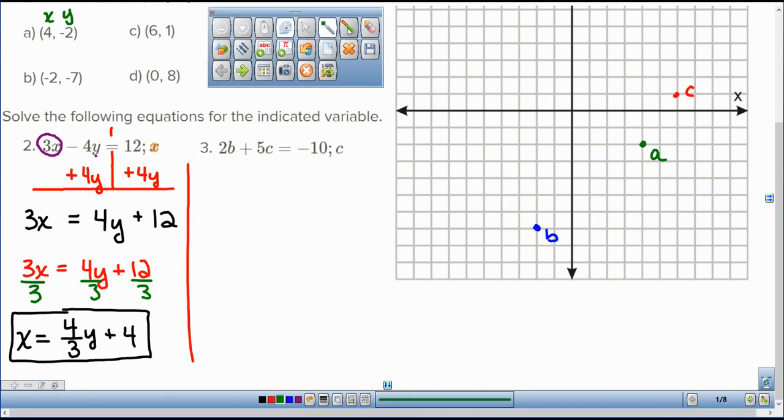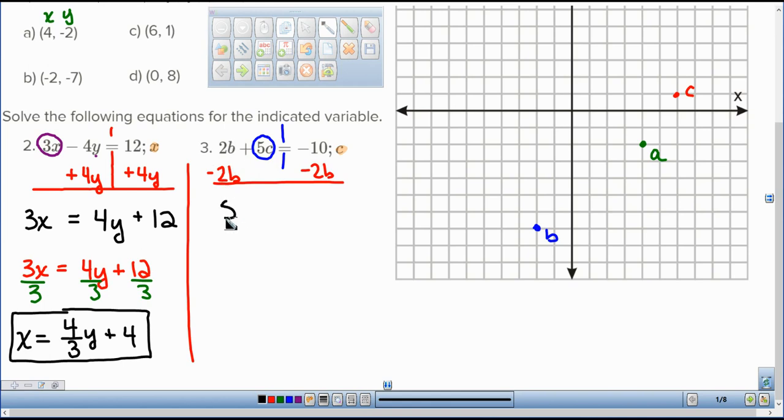Same idea. This time we're solving for the variable c. So find your variable term, isolate that term by getting rid of the other term here, the 2b, which is positive. So I'm going to subtract 2b. When I subtract 2b from the left side, I must do it to the right side. Read it like a book.